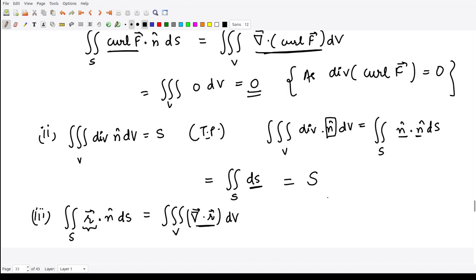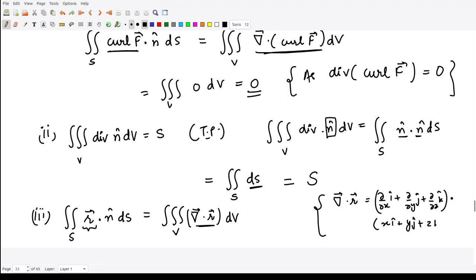Now what is this quantity? Let's calculate it here. Del dot r vector. What is del? Del by del x i cap plus del by del y j cap plus del by del z k cap, dotted with r vector. What is r vector? It is x i cap plus y j cap plus z k cap. So when you take this dot product, it would be del by del x of x plus del by del y of y plus del by del z of z.